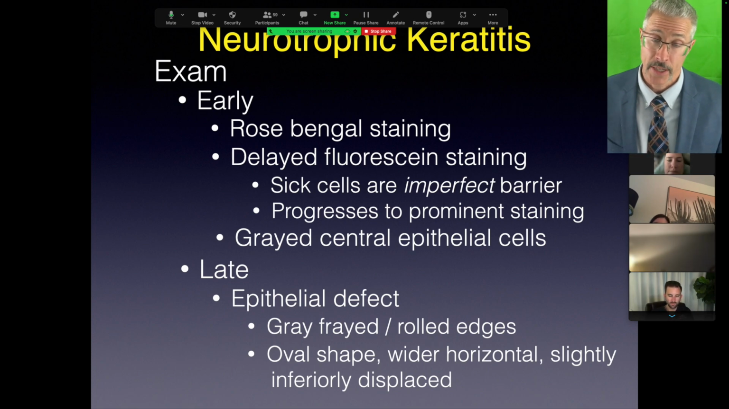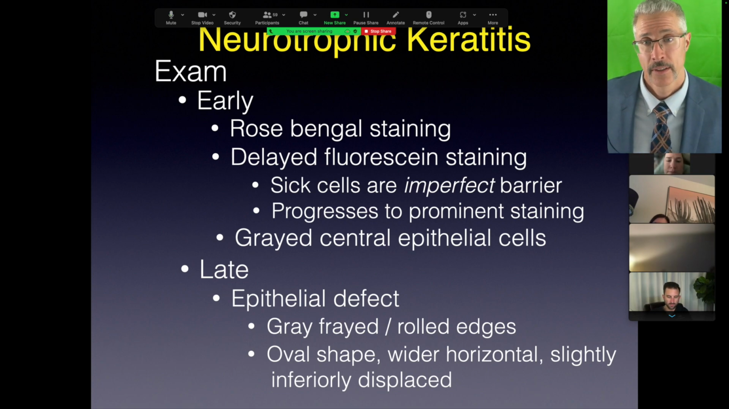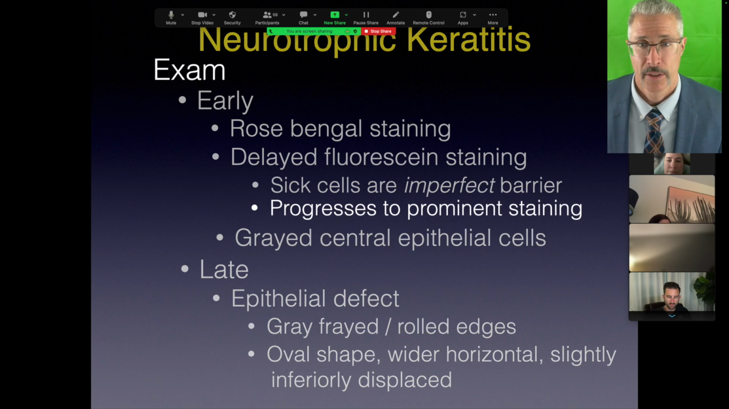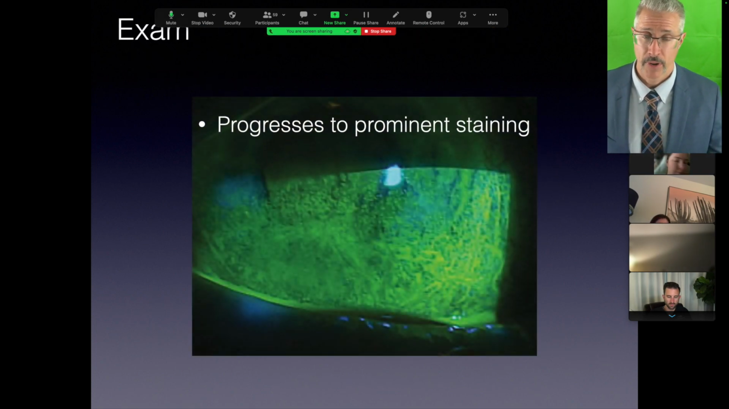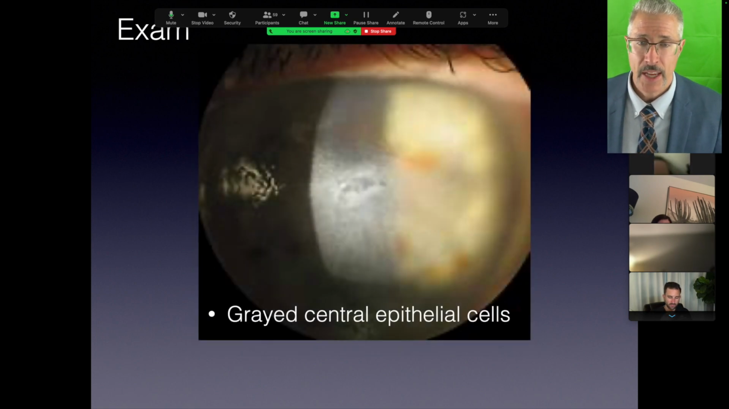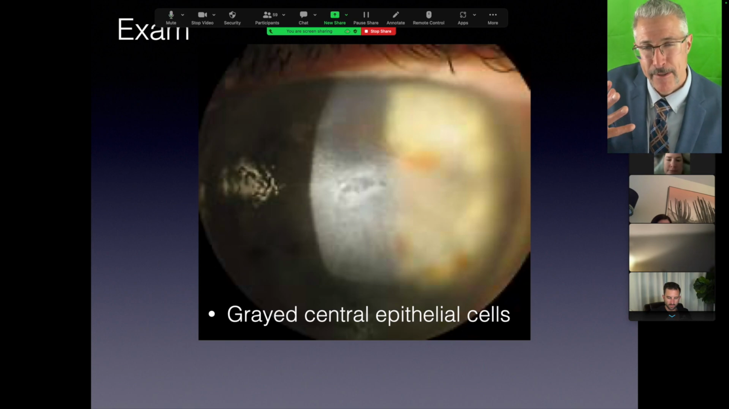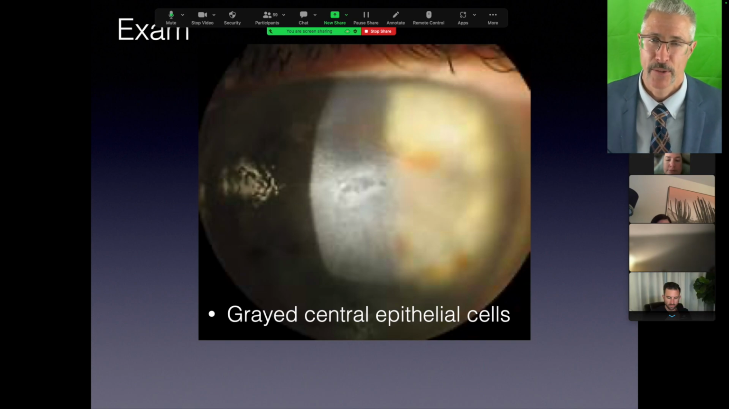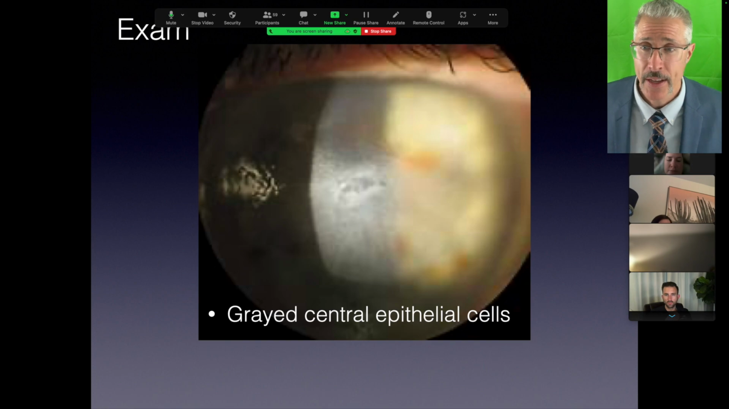It's usually going to have a shape that's oval and slightly inferiorly displaced at the center. We're going to nail that into your brain as to why. It can certainly progress to prominent staining before it becomes an all-out epi defect. But here's an example of gray epithelial cells from neurotrophic keratitis. Towards the middle it gets gray. It's usually not on the edges. Why is it gray in the middle and not on the edges?